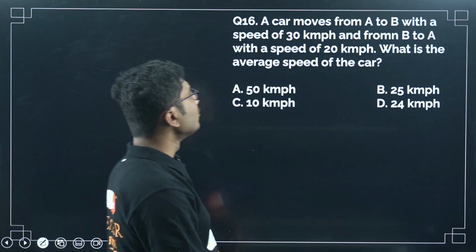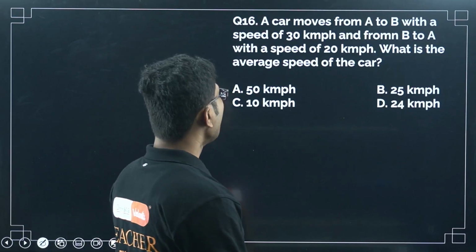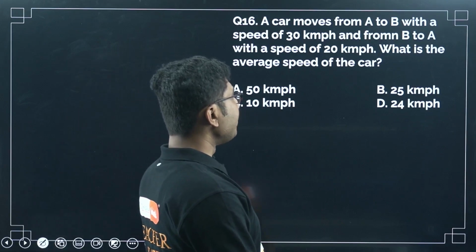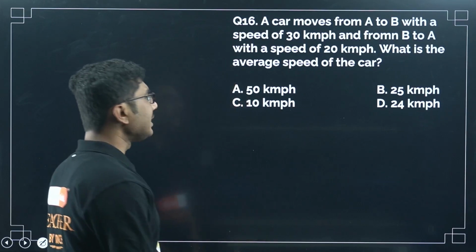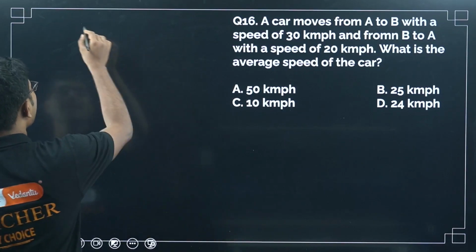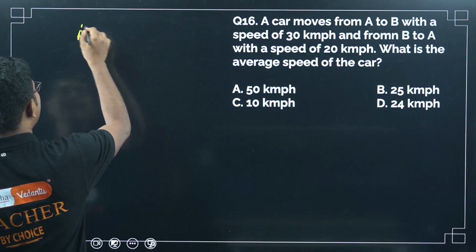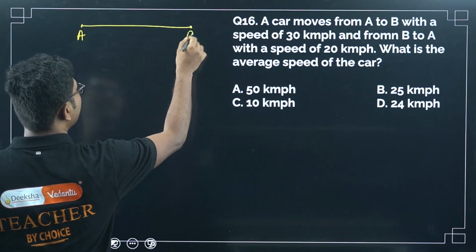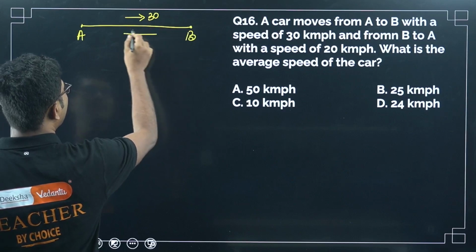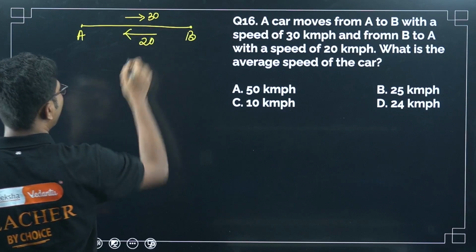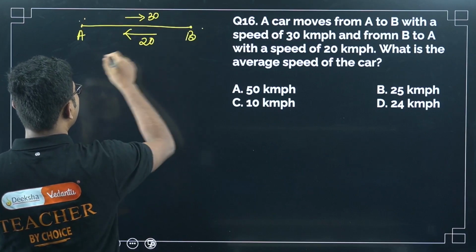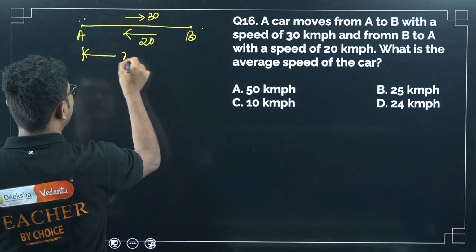A car moves from A to B with a speed of 30 km per hour and from B to A with a speed of 20 km per hour. What is the average speed of the car? So the car starts at say A, moves to place B with 30 km per hour, and while coming back it came back with a speed of 20 km per hour. Now assume that the distance between A and B is x kilometer.